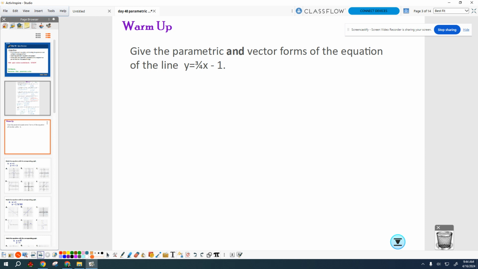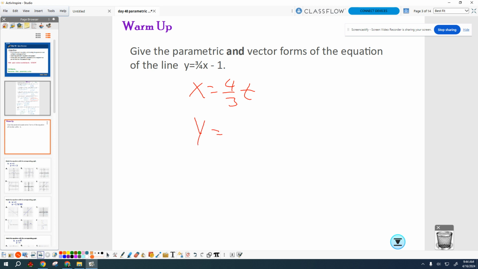Sorry. This is a warm up. Let's see if we know how to do these. Given this, okay, guys, this is on the worksheet. We haven't done something like this. So, Peter, what's the parametric and vector form of the equation for that line? It's gone the other way. How do we unwrap this? Yeah, that's hard. x equals 4/3 t, and y equals t minus 1.